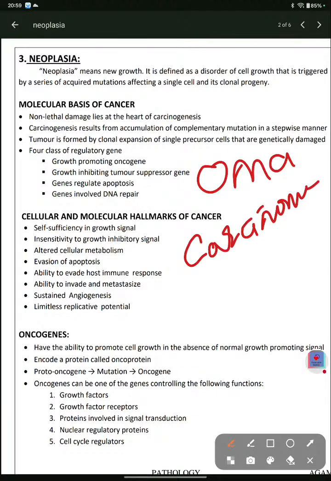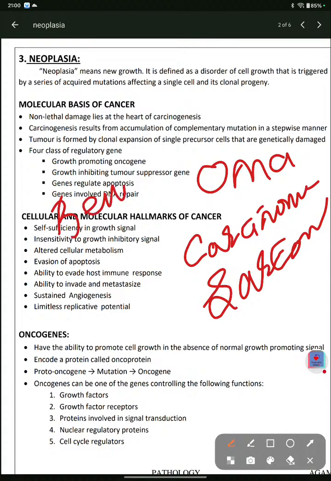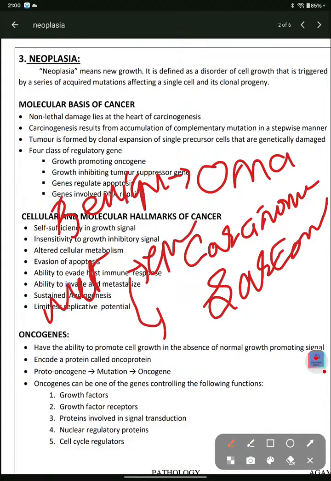Malignant tumors of epithelial origin are called carcinoma. Those of mesenchymal origin are called sarcoma. Mixed tumors include teratoma, blastoma, and hamartoma. So benign tumors are the oma, and malignant are of two types, depending on whether they are of epithelial or mesenchymal origin.